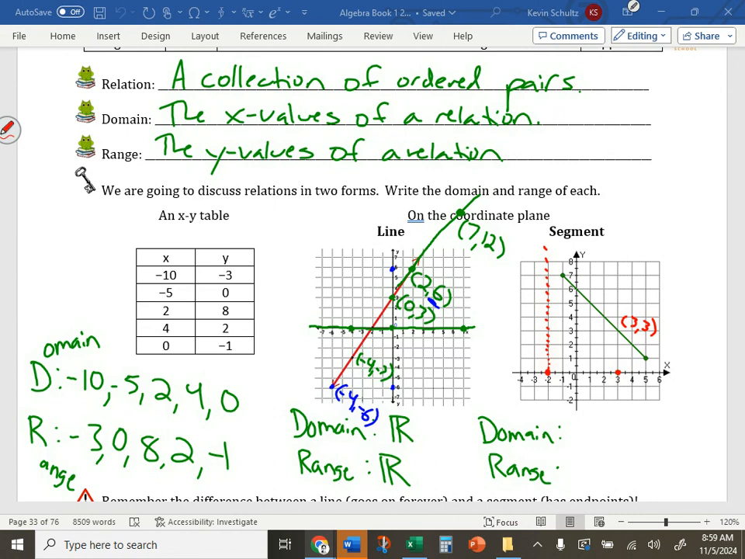Grace, your hand's up first. -1 to 5. Exactly. From -1 to +5, every x value is represented on the segment. Okay? Does that make sense? And why can't we just write -1, 0, 1, 2, 3, 4, 5? Look, there's kind of listed things here. Why can't we just use commas and say -1, 0, 1, 2, 3, 4, and 5?